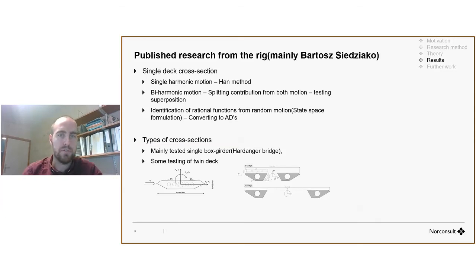Now over to some published results, mainly by Bartosz. He has been doing single harmonic motion tests to find the aerodynamic derivatives of the Hardanger bridge, and then he did biharmonic motion tests. He tests two harmonics at the same time, splits them, and tried to check if the superposition worked. And then he did some identification of the rational functions. That's not so important in this matter. But he mainly tested the Hardanger bridge and did some tests on the twin deck sections.